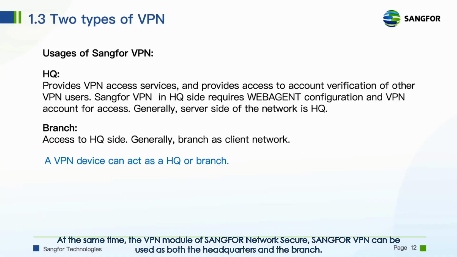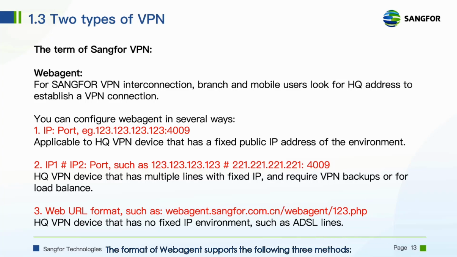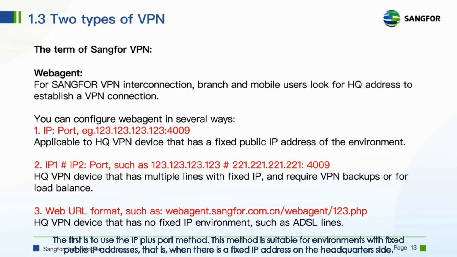At the same time, the VPN module of Sangfor Network Secure, Sangfor VPN, can be used as both the headquarters and the branch. The function of Sangfor VPN WebAgent is to help branches find the headquarters address to establish VPN connection. The format of WebAgent supports the following three methods. The first is to use the IP plus port method. This method is suitable for environments with fixed public IP addresses, that is, when there is a fixed IP address on the headquarters side.